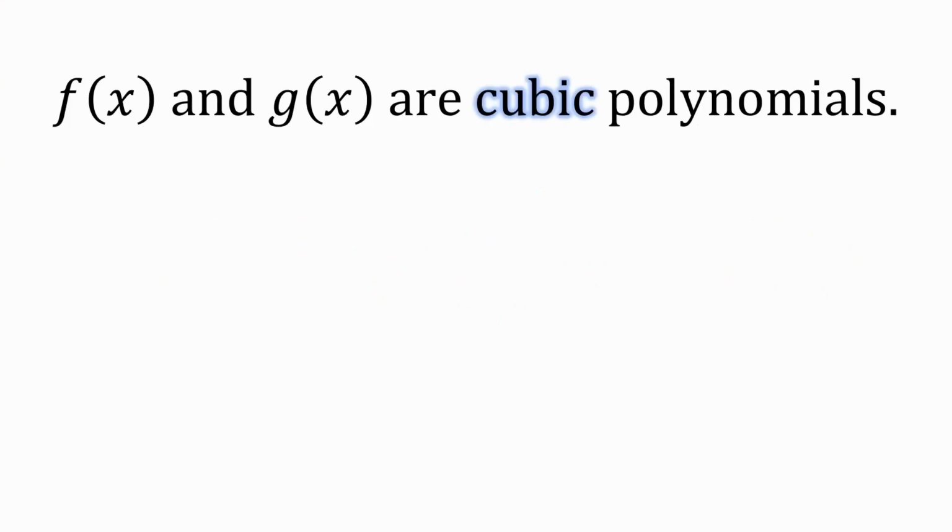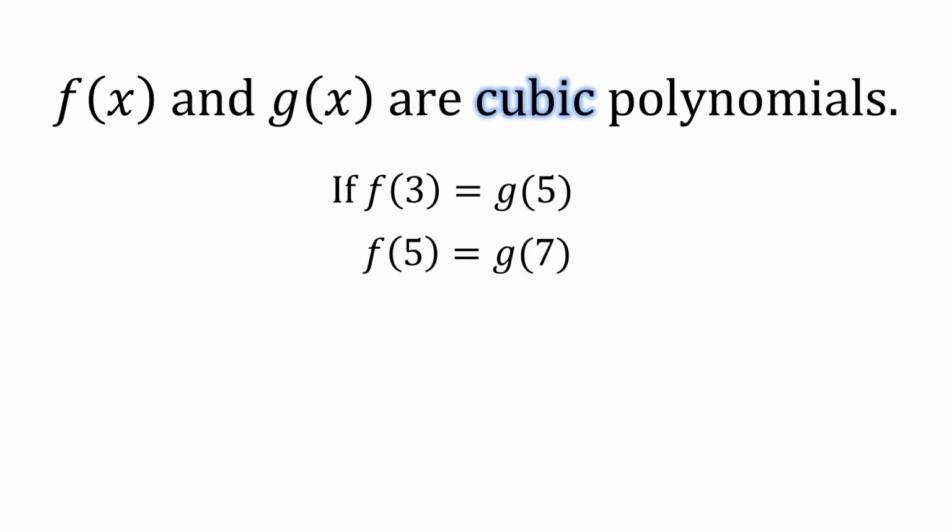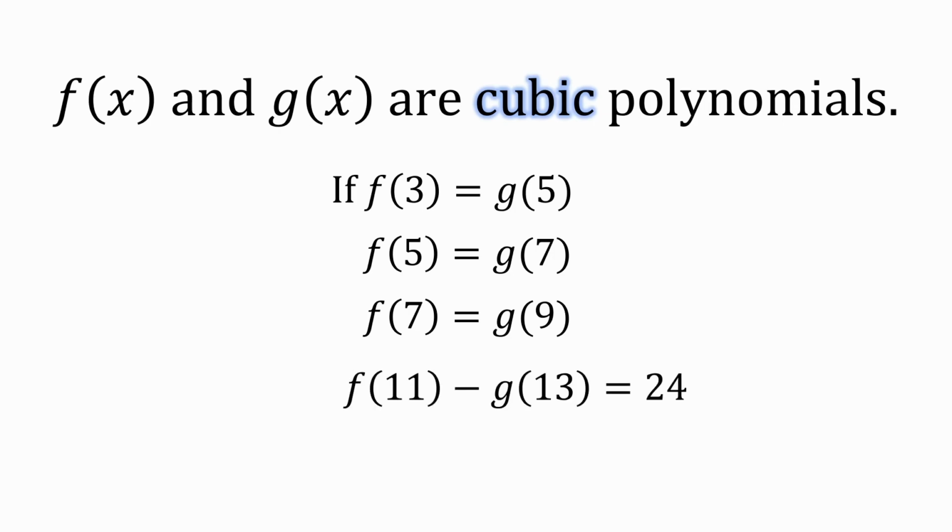f and g are both cubic polynomials. You're given that f of 3 equals g of 5, f of 5 equals g of 7, f of 7 equals g of 9, and f of 11 minus g of 13 is 24. Based on this information, can you find f of 17 minus g of 19? Pause the video to give this problem some thought, and when you're ready, join me for the 3 different solutions to see which category of solver you fall under.